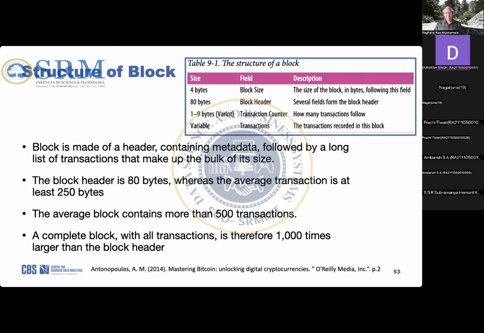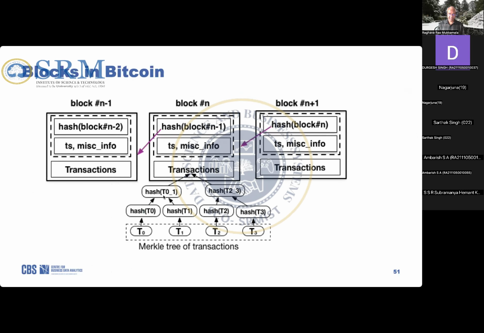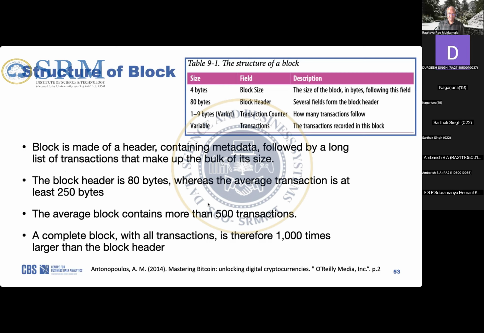So basically, if you look into the structure of the block, it contains a block size, which is 4 bytes, and you have the block header, which is 80 bytes and contains several pieces of information, and then you have the transaction counter. So how many transactions will follow, and then you have a variable size of transactions. All the transactions are put into the Merkle tree and also enclosed into the block. Similar to what we have seen here, right? So all that information is represented.